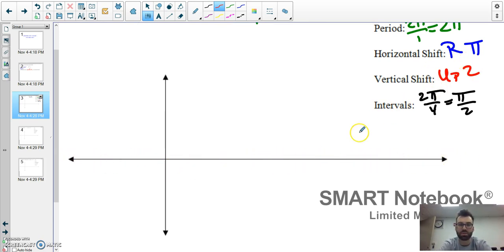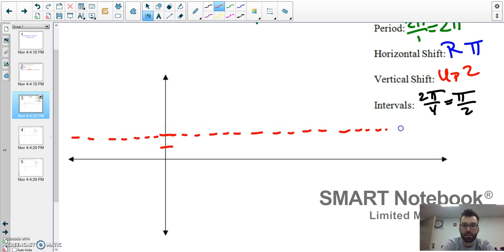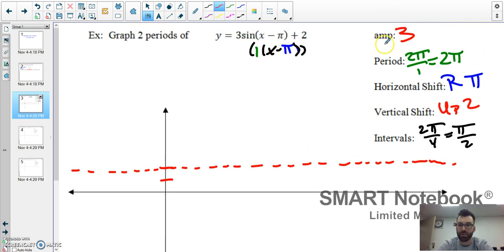Well, now that we have this vertical shift up 2, I'm going to move 1, 2 units up, and now graph that horizontal line. That will be my midline. After that, I want to graph my amplitude. My amplitude is up 3, so I move 3 units up from my midline. So 1, 2, 3. So that would be at 5. Go down 1, 2, 3. So that's at -1. So my maximum value of my sine will be at 5. My minimum will be at -1.